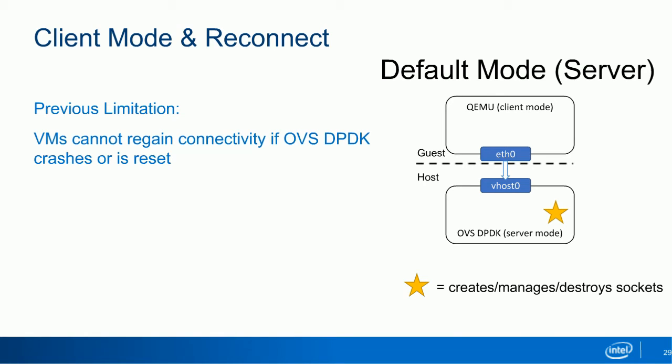Some technical background on why this is a problem: the vHost user model itself uses a standard Unix domain socket to pass control messages between QEMU and OVS with DPDK, and this socket is integral to vHost user's infrastructure. The reason connectivity could not be regained when the switch failed is that in the default vHost user configuration, shown in the diagram, OVS with DPDK creates a socket and QEMU connects to that socket. But when the switch dies, so does the socket, and QEMU is left listening forever on a dead connection.